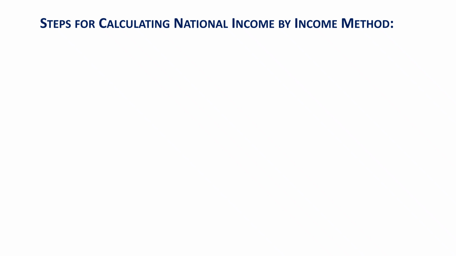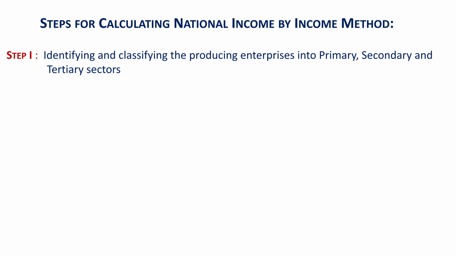Let's discuss the steps for calculating national income by income method. Step 1 is the same as that of value added method discussed in my previous video. That is, identifying and classifying the producing enterprises into primary, secondary and tertiary sectors. You need to know the definition of all the three sectors.